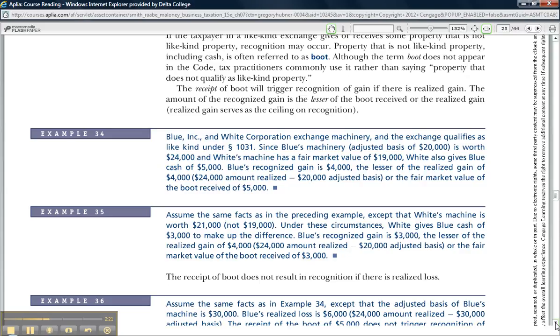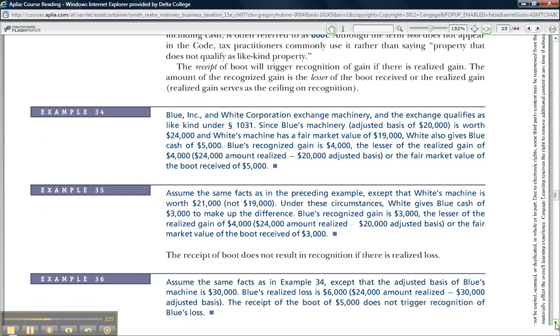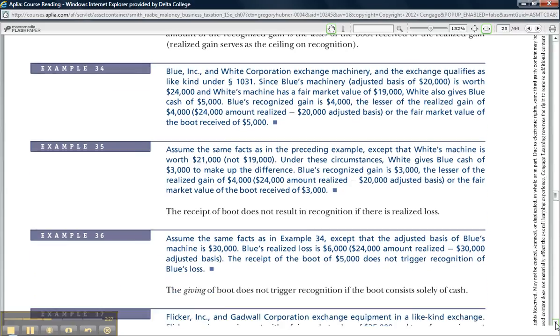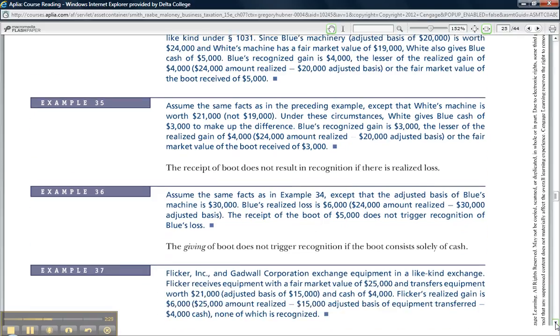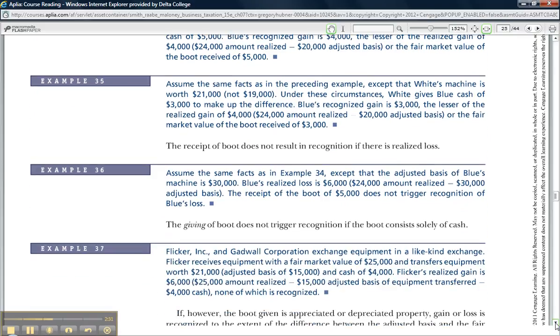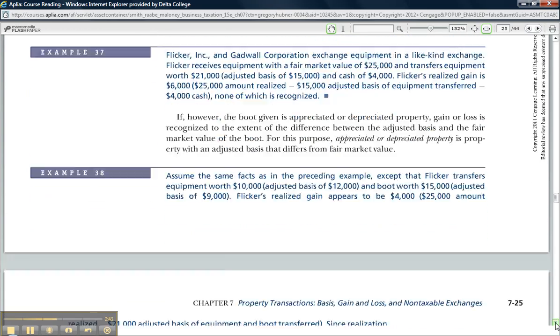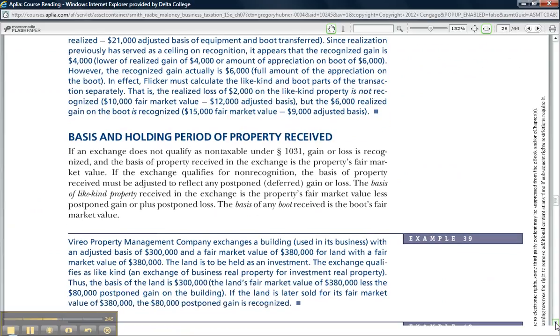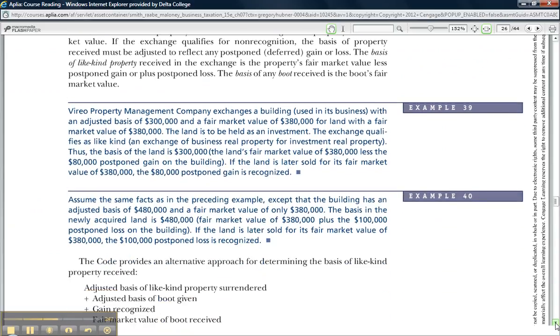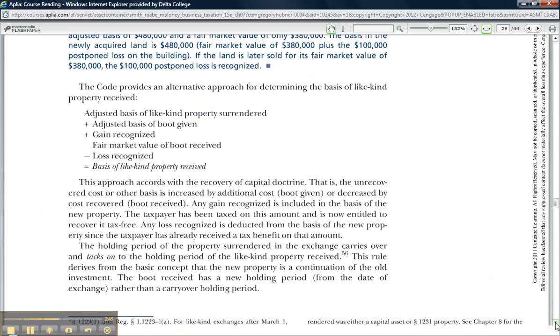So this is a complicated topic, I know, but if you read through the explanation of boot and look through these three or four examples, I hope you'll get an understanding of what boot is and the effect that it has on gain recognition. As always, you can copy any of these into a discussion post and ask me questions about things you don't understand. Going down further, there's a big example. I'll get to it in a second.